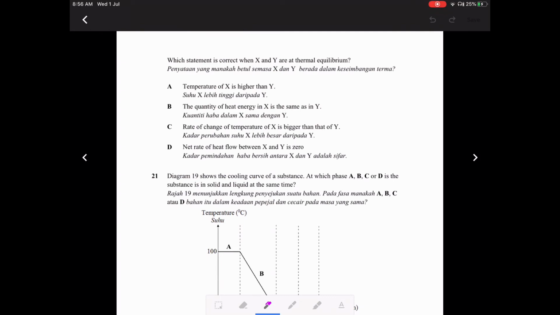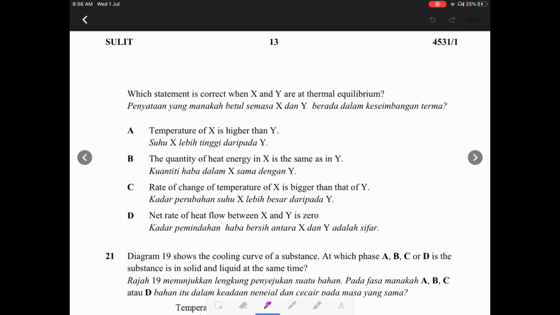Which statement is correct about thermal equilibrium? A, temperature of X is higher than Y, of course salah. B, the quantity of heat energy X is the same as in Y, itu macam betul. Okay, kemudian C, the rate of change of temperature X is bigger than of Y. D, net rate of heat flow between X and Y is 0. So the answer is D.